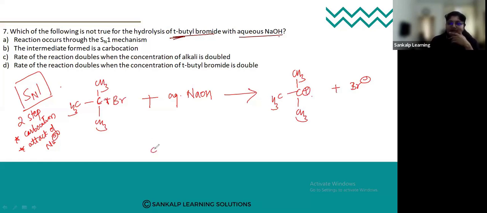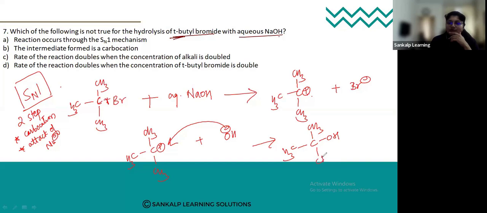Now, second step is what? Again, take the carbocation formed in the first step, and to this, the nucleophile attack will take place, and this is the product formed. So what is the product formed? The product formed is tertiary butyl alcohol.